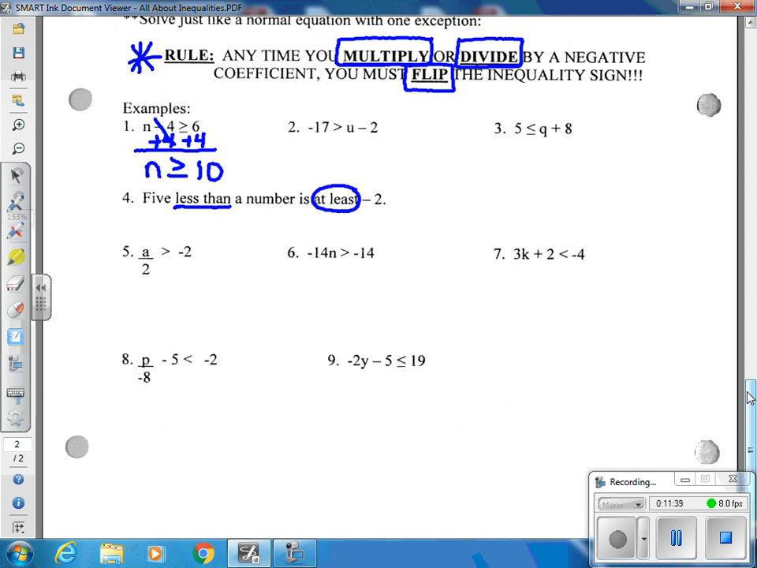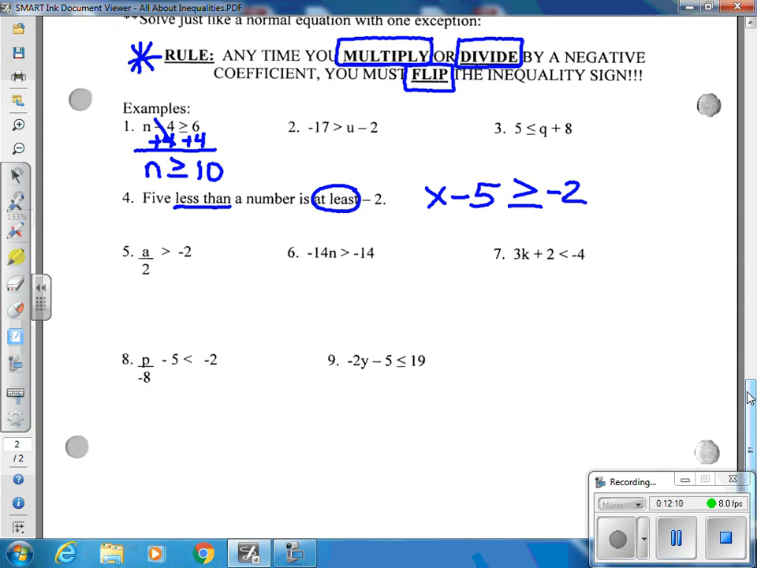So if we're going to write this first, we need 5 less than a number. That means x has to be in front, and the minus 5 has to be in the back. Remember, less than means flip the order around. And at least means that we can equal the negative 2, and then it's got to be that number or more. Because at least means that's the smallest it can be, but it's got to go higher. So that's where greater than or equal to comes in.